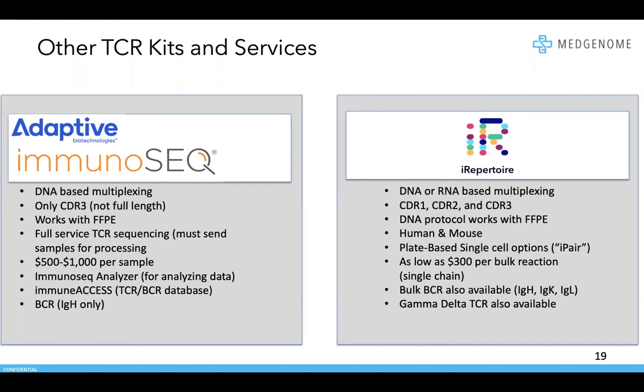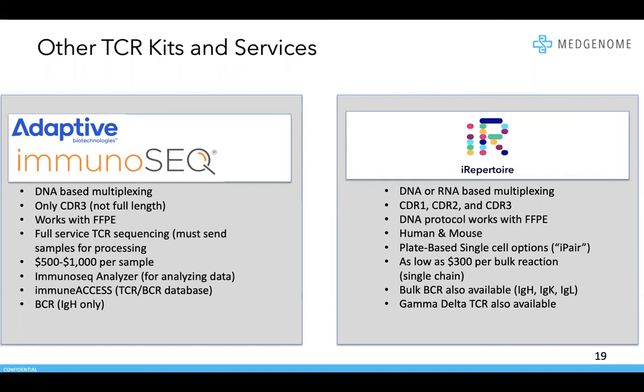The price is about $500 to $1,000 per sample, but this also gets you access to their ImmunoSEQ Analyzer, which is their interface for analyzing your data. And you can also get access to the immuneACCESS TCR BCR database. So, we come across a lot of people who use this. It, again, has a lot of pros and cons.